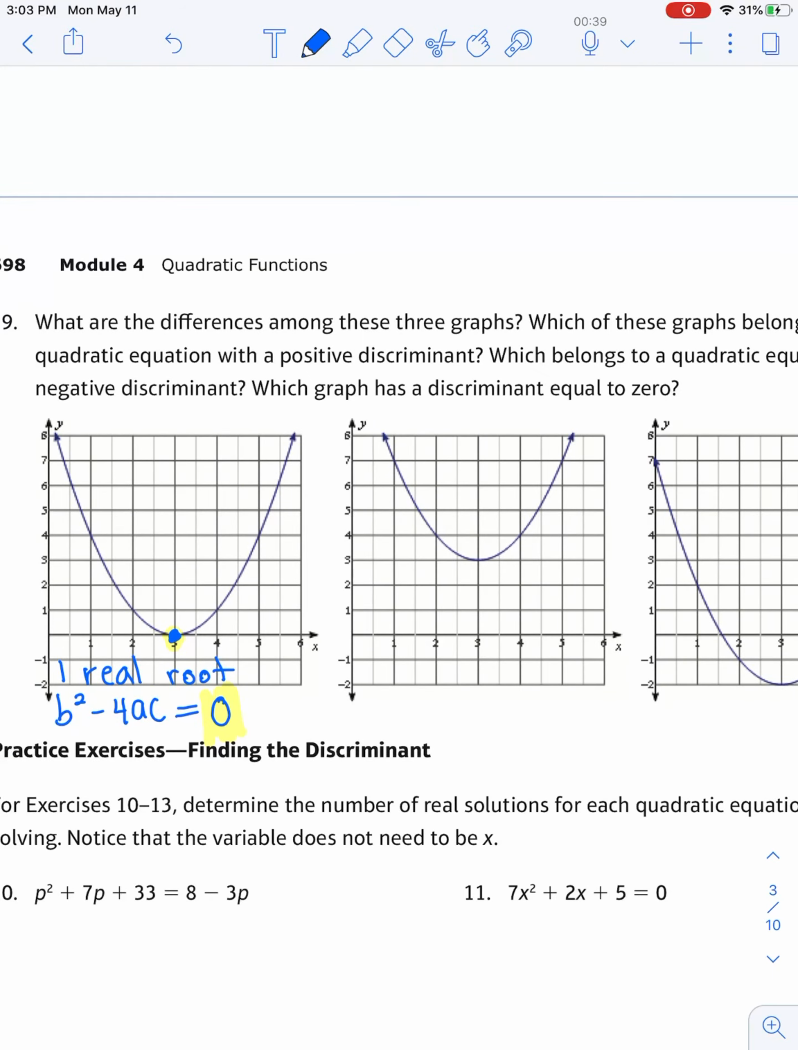Well, here, there are no x-intercepts. So that means that b squared minus 4ac, if I were to plug it in, would give me a negative number. A negative number, okay? So a negative number would tell me that there are no x-intercepts.